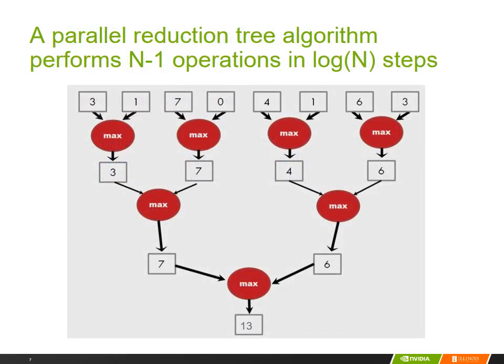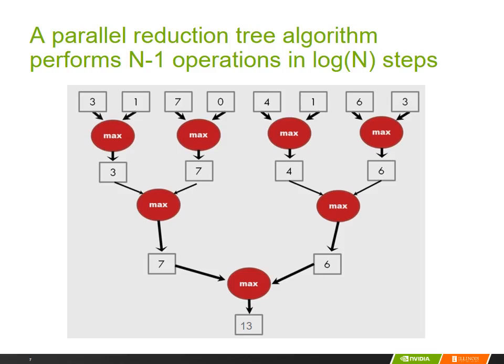Now we can look at a parallel reduction algorithm. Here we show a parallel reduction tree algorithm, and this algorithm will have levels of parallel operation. At each level, each operation will operate on two input values. So here we show an example of the tree reduction algorithm for calculating the maximum.